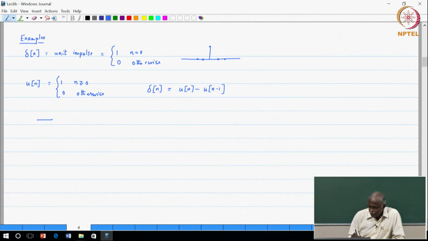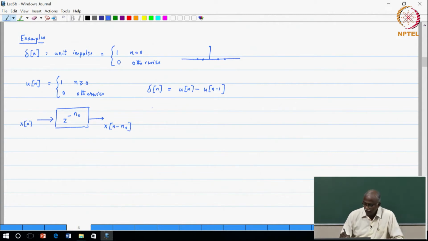The aspects of delaying a sequence are very important for us. So, if I have a sequence x of n and I pass it through a block z to the power minus n naught, then what I get at the output is x of n minus n naught. Okay, that is the sequence that we get, and n naught has to be an integer. So, we only are dealing with those cases. Of course, with multirate techniques we can produce fractional delays, but when you have an input-output relationship given by this block, n naught has to be an integer.